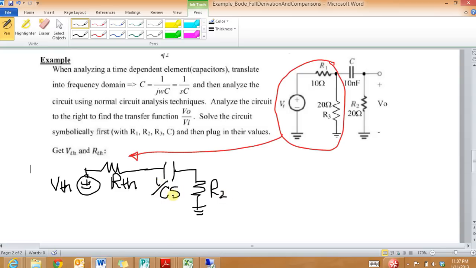the analysis. So VTH is going to be this circuit with the voltage located here and nothing else connected to it on the right of it. So looking at that voltage at that node without anything connected to the right of it gives that VTH is a function of the input voltage VI. And then it's a voltage divider, so it's the voltage across R3, R1 plus R3.